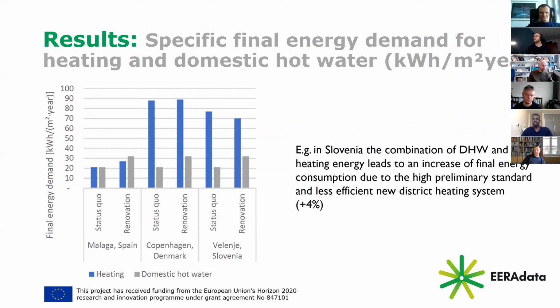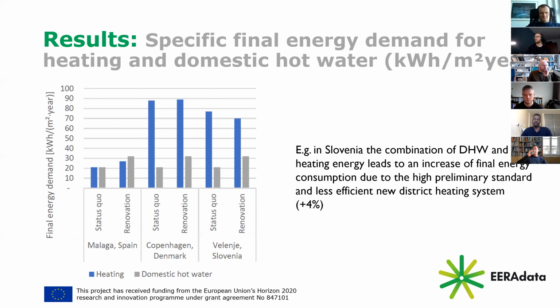I'm just flipping through it. You can see it later on. I think it also explained a lot of it. So the specific final energy demand changed in each of these areas. You see that the heating demand in Malaga is quite low. The heating demand in Copenhagen is quite high, same in Slovenia, but it doesn't change so much after renovation. This is because the preliminary situation of the building was very good.